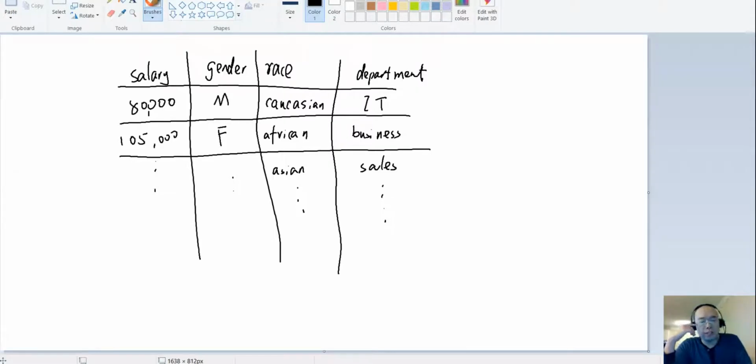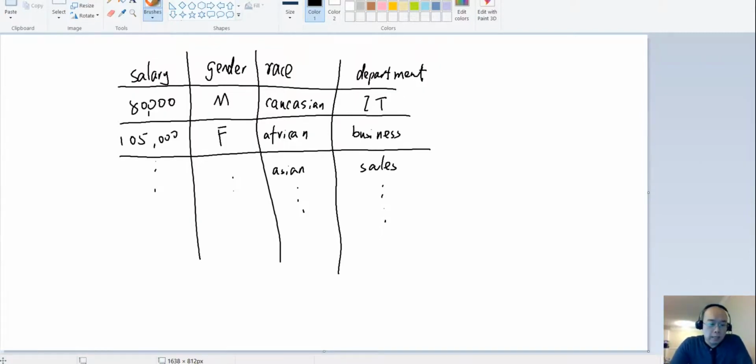Okay, and how about the race? There are probably a couple of different races, so we have to do the one hot encoder. And for the department, IT, business, sales, we have to do the one hot encoder as well. Using the techniques we have learned from this course, we can process the data for sure. So the final dataset will be salary as one column, gender as another column with 1 or 0, and then each possible race will be a feature, and each different department will be a feature, right?